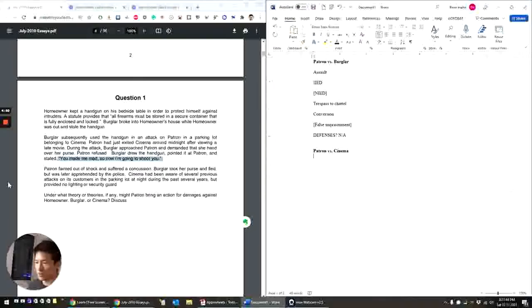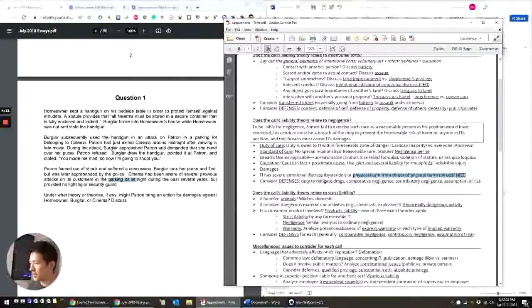What else did we do here? So the cinema was aware of something here, and there's a bit of negligence about not keeping their parking lot safe. So I think there's a standard of care for landowners, so we can talk about that. But let's check through this first.